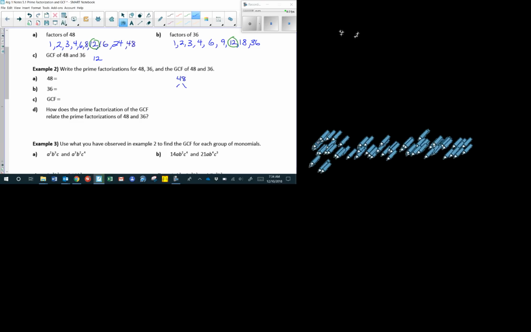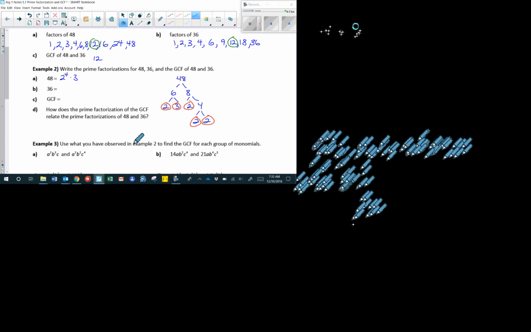48 is divisible by 6. It goes 8 times. If I continue until I get prime factors, 2 and 3 are prime factors. 8 divides into 2 times 4. 2 is a prime factor, so we'll stop there. And then 4 divides into 2 times 2. So all of the prime factors together are 2 to the 4th times 3. And remember, there's an understood first power on that 3.